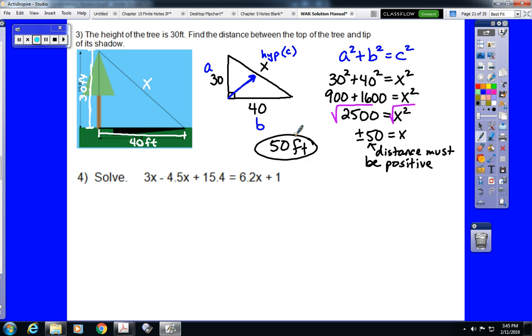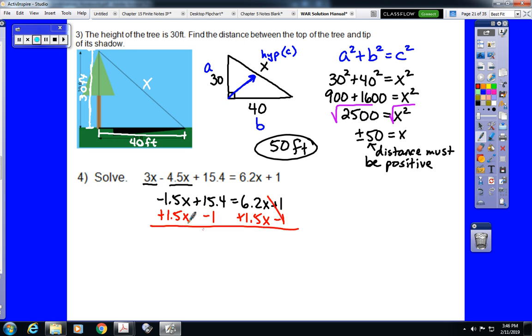Okay, then we've got another one of these equations that's made up of some decimals. Again, we have not been practicing these as clearing decimals, so we would simply combine like terms. That's negative 1.5x plus 15.4 equals 6.2x plus 1. Then we would move the x's to one side by adding 1.5x to each side. While we're at it, we should subtract 1 to get the numbers by themselves as well. This would give us 14.4 equals 7.7x. Then we would divide by 7.7.